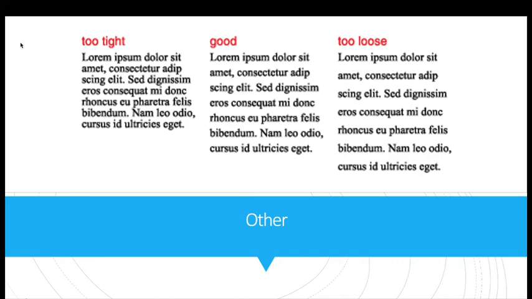And then on the right side, it is much more of a looser spacing in between lines. But if you were to prefer that looser spacing, that would be okay.